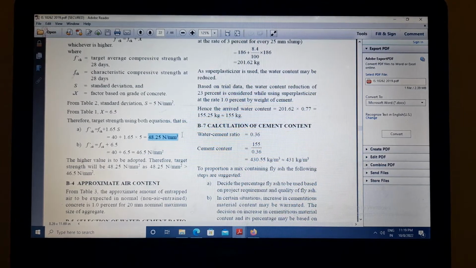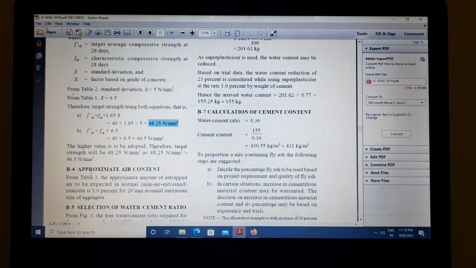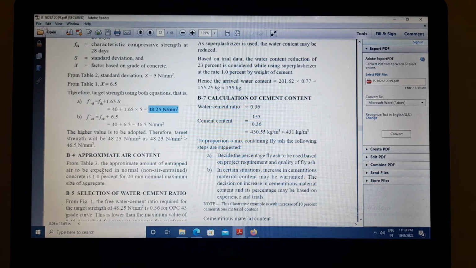So now you should design the concrete to achieve the average target strength of 48.25 Newton per mm square for M40 grade of concrete. And next we will proceed with the approximate air content. For any concrete design, depending on the size of the aggregate, a certain percent of air is available in the concrete, which is defined in this IS 10262.